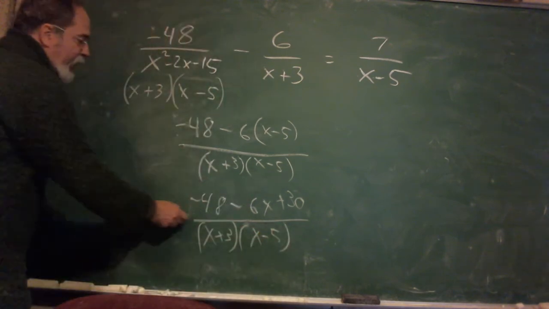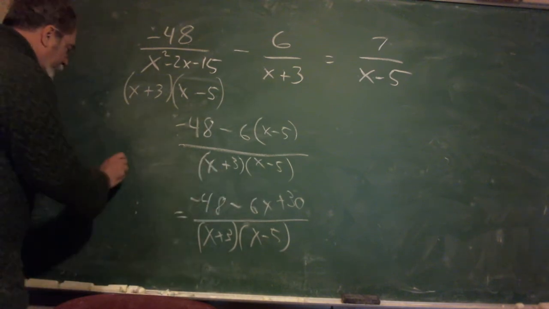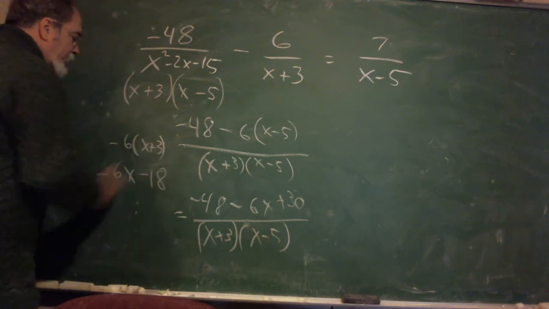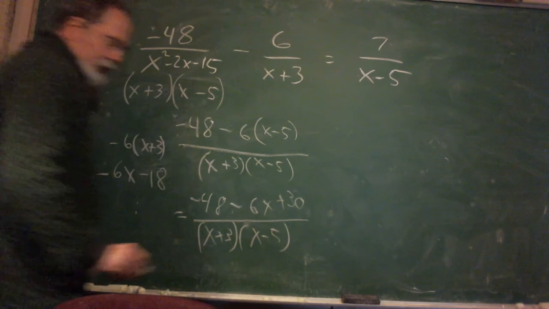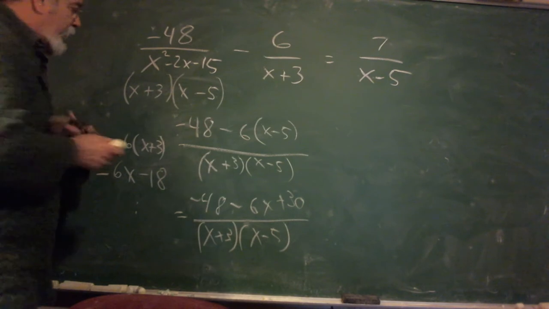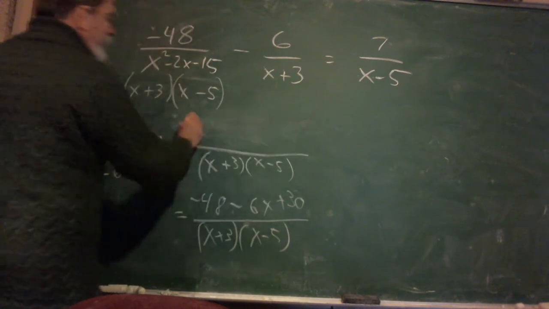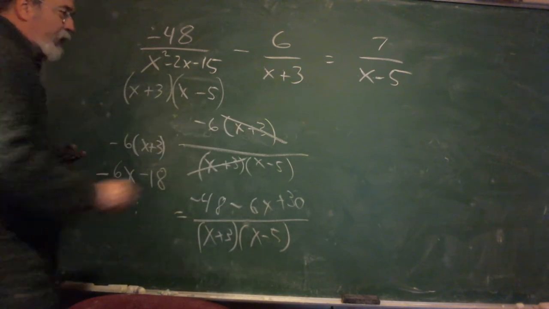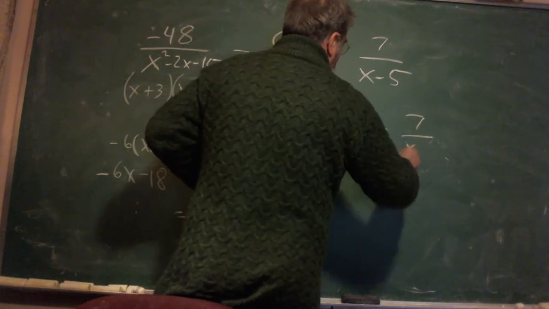And a funny thing happens, because the negative 6x plus 30 minus 48 turns into negative 6x minus 18, which is negative 6 times x plus 3. There's an x plus 3 hiding up here. When I add these together, it creates an x plus 3. Well, what's the effect of that? It cancels out an x plus 3 over here. I lose the x plus 3. This whole numerator is the same as negative 6 times x plus 3, which means those can cancel. And I have negative 6 over x minus 5 equals 7 over x minus 5.